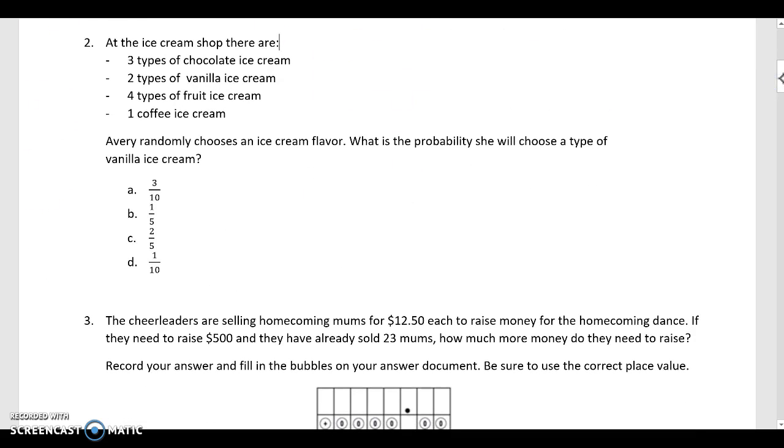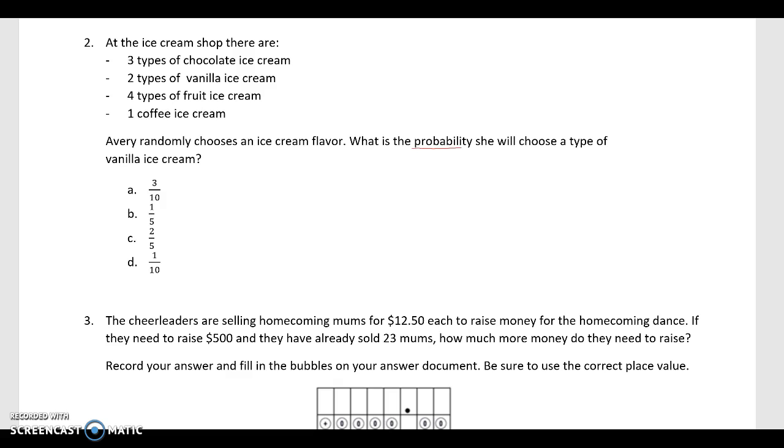Okay, number 2. At the ice cream shop, there are 3 types of chocolate ice cream, 2 types of vanilla ice cream, 4 types of fruit ice cream, and 1 coffee ice cream. Avery randomly chooses an ice cream flavor. What is the probability she will choose a type of vanilla ice cream?